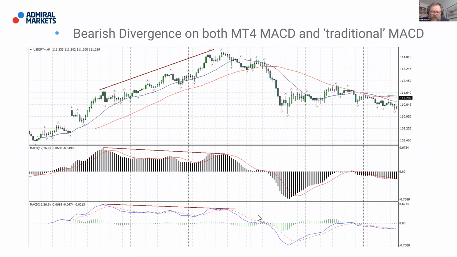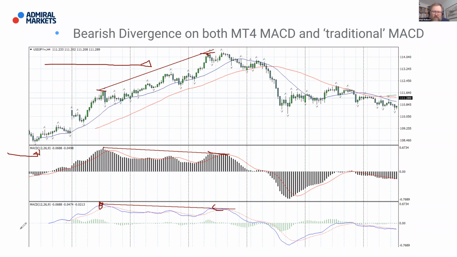So I just put up a chart here. Hopefully by now you can see price makes a new high here on the 4-hour chart, dollar yen. On traditional MACD, you'll see that price makes a high here, but the MACD fails to make a new high when price makes this new high. And if we're looking at the standard MetaTrader 4 MACD, hopefully you can see the histogram. You can still see very clearly the divergence, the bearish divergence that is created.